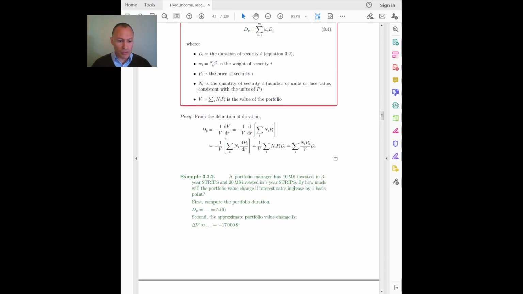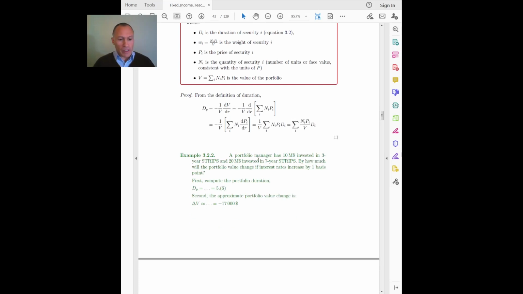Let's do this with an example. It's again a portfolio manager that has 10 million invested in the same 3-year strip of the previous example, but now we also have an additional 20 million invested in another strip, a 7-year strip. Then the same type of question: by how much will the portfolio value change if interest rates change by a given amount, let's say 1 basis point? Now let me open the file.